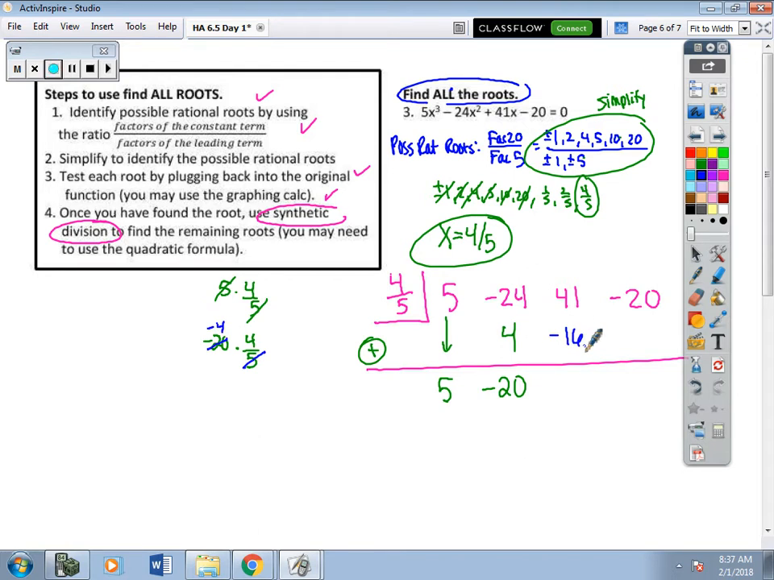Add downward to get us 25. Do the same thing again. 25 times 4/5. The 5 will divide out with the 25, leaving us with just a 5, and 5 times 4 would get me 20. You should always get a remainder of 0, because you know this is a factor, okay?